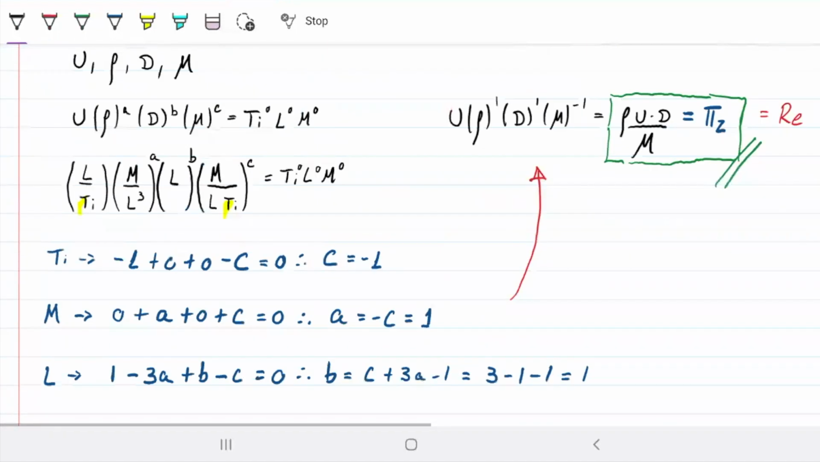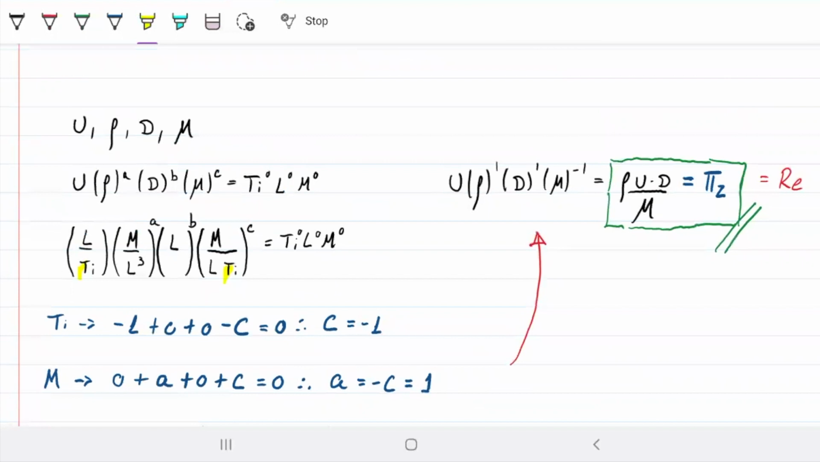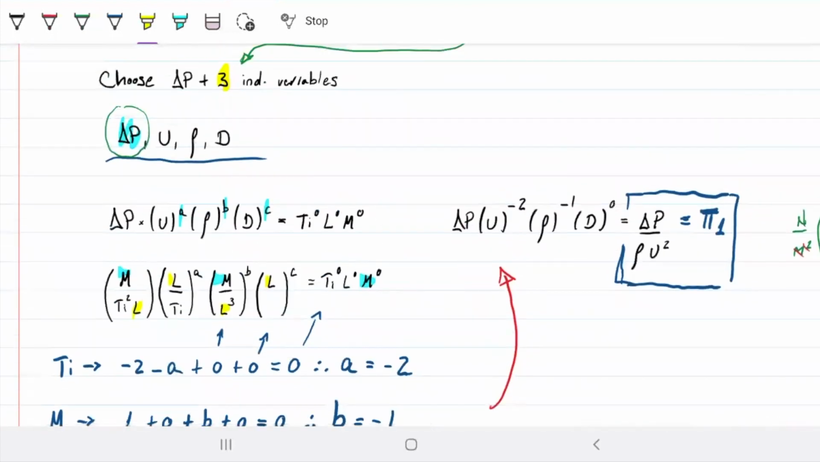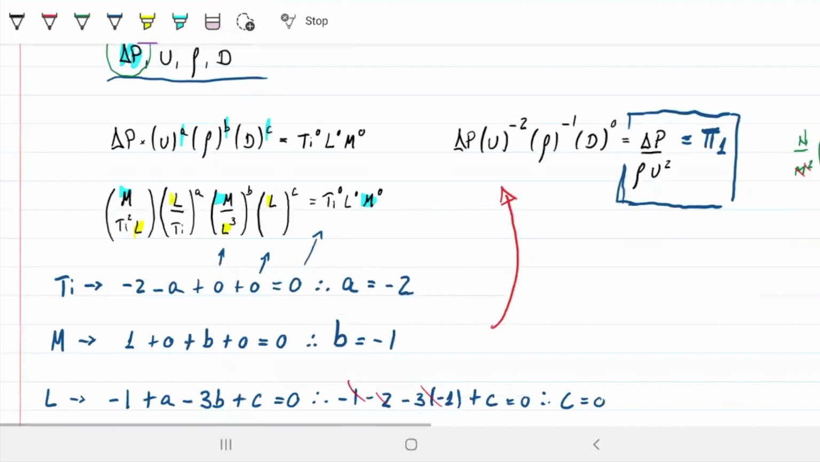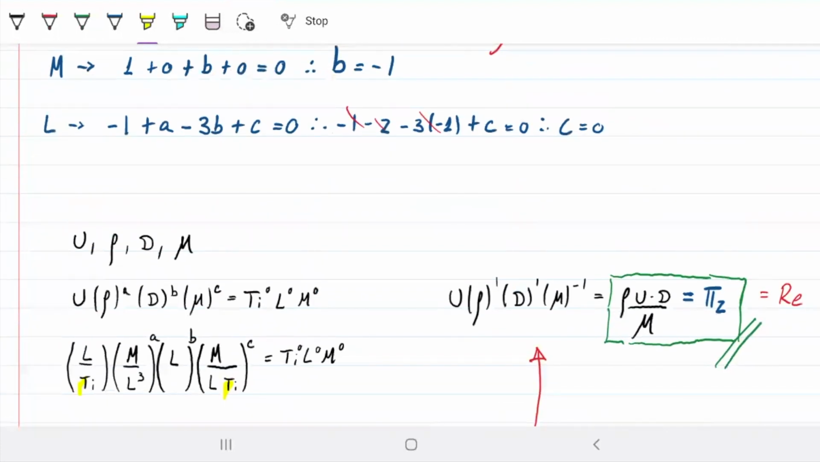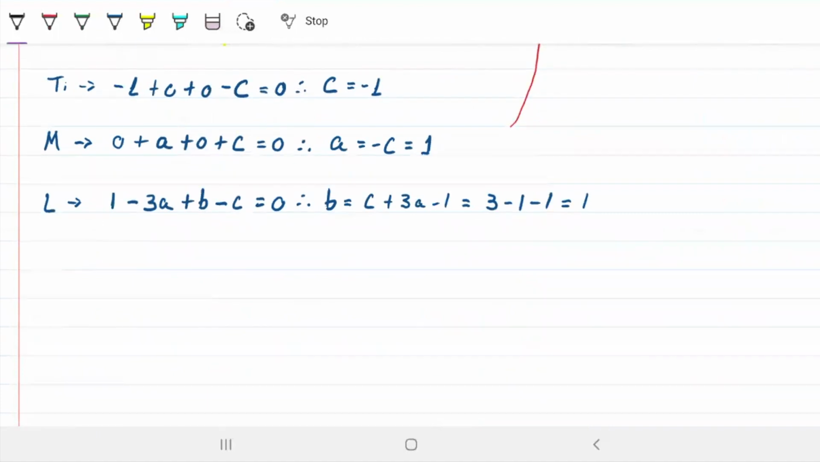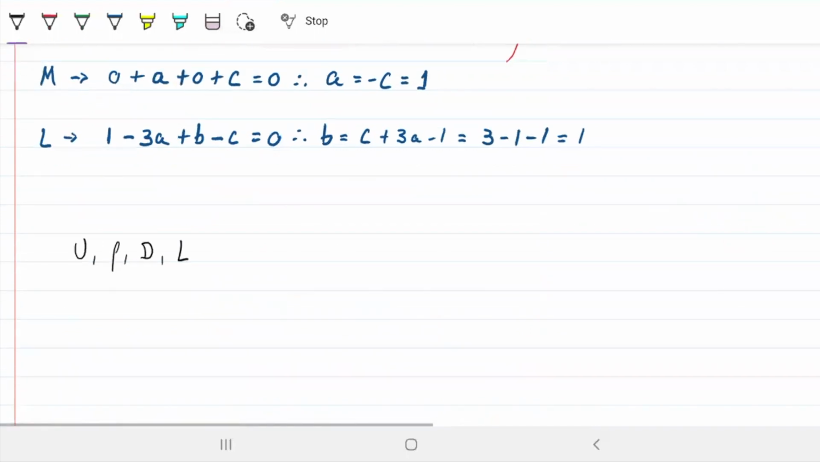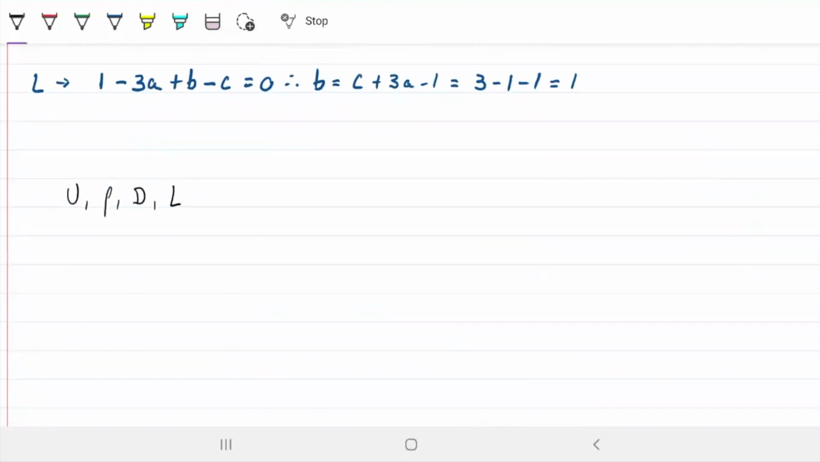Okay, once again, what I'm going to do is, remember, we first had velocity, density, diameter, and pressure. Then we had velocity, density, diameter, and viscosity. And then to finish off, we need velocity, density, diameter, and length. It's the last one we're missing. And with this, we can find our last pi group. Okay, same process. I'll try to speed it up a bit here.